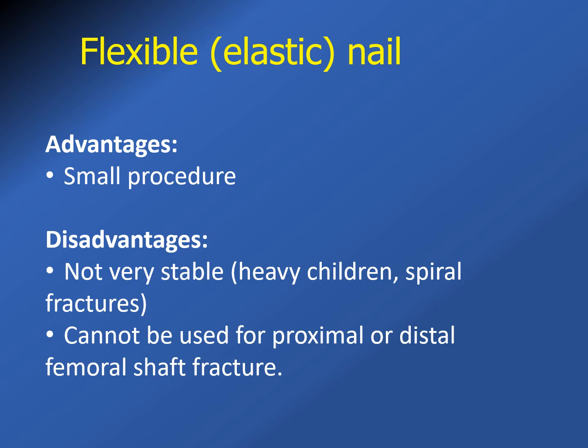So the advantages of the flexible nail: it's a quick, small procedure with a minimal amount of bleeding. The disadvantage is that they are not very stable. You cannot use them in heavy children, or if the fracture is unstable, if there is marked comminution or a spiral fracture. Also, it cannot be used for proximal or distal fractures.